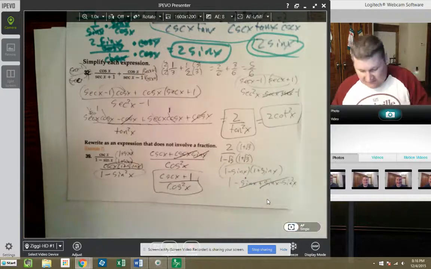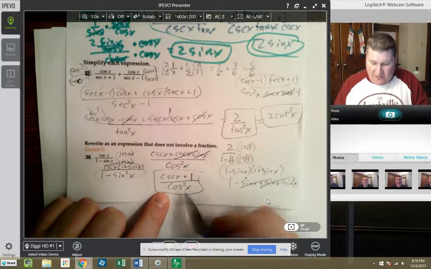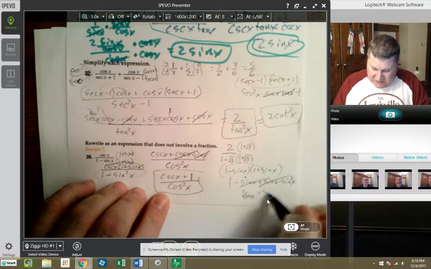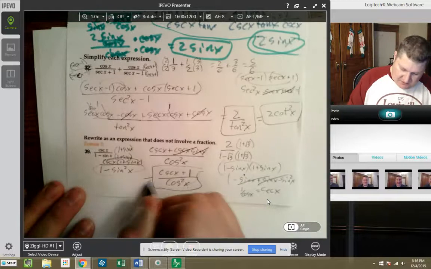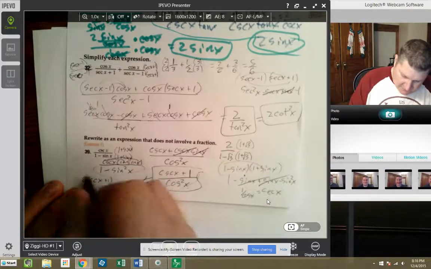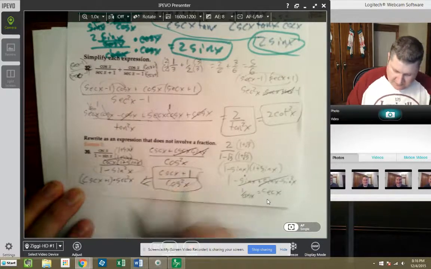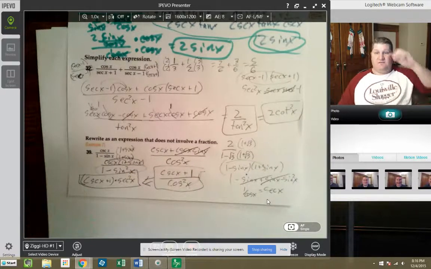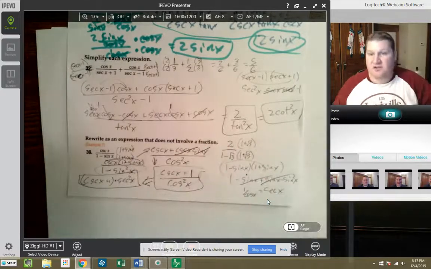Now, that does not get rid of my fraction, but that's okay. I now have it to where I can say, wait a minute, 1 over cosine equals secant x. So I can take this and move it up top, and so now my final answer is cosecant x plus 1 times secant squared x. And now I have no fractions left. So we went from here to here, on down to here, and back over using our properties.